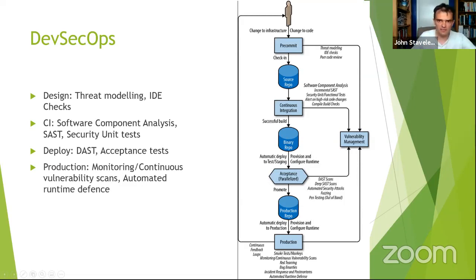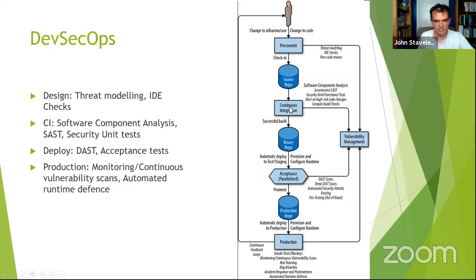So a developer thinks about changing code. They have some requirements. They're going to think about making some changes. This is the pre-commit stage. At this stage, you can do something called lightweight threat modeling and IDE checks. We're going to look at those. Then they commit the code to a source repo.